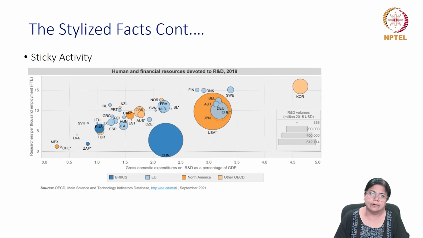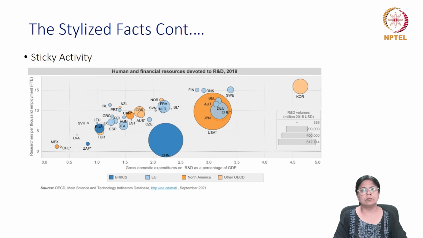The last stylized fact is about the activity being sticky. Some time back we talked about the pervasiveness of innovation. How do we align that stylized fact with the sticky activity? When we talked about pervasiveness, we highlighted the presence of innovation, the new ideas being created and used in different sectors and countries. Here, we are talking about the devotion of resources, whether human or financial, attributed to research and development.